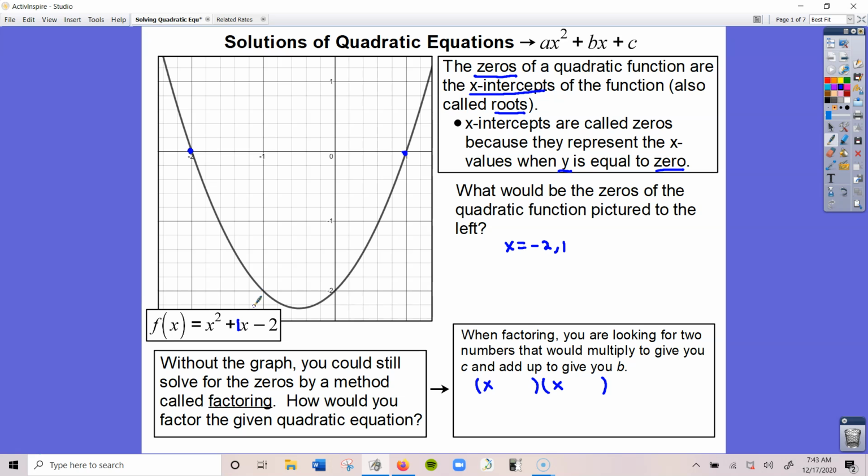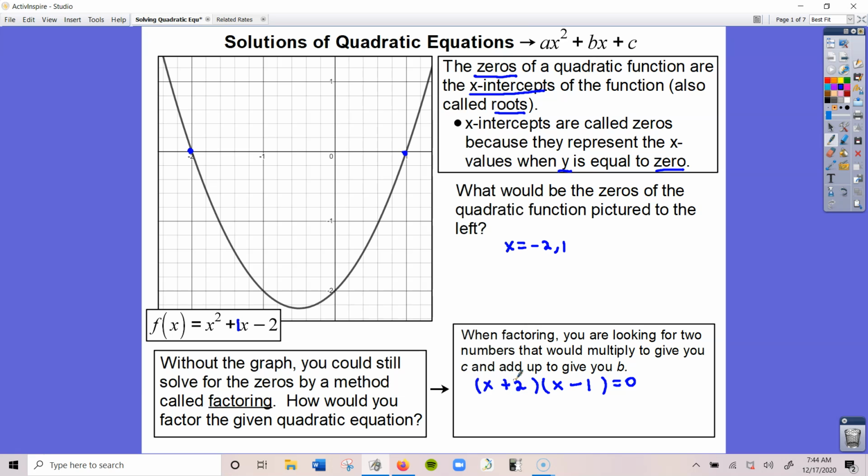If you ever get confused, let's say you used -2 and 1, which do multiply to give you -2, then -2 plus 1 gives you a -1, so it can't be that. So you kind of have to play around with your numbers until you figure out the correct ones. So this is a +2, so we would put x plus 2, and a -1, so we would put x minus 1. And since we're trying to figure out the x values when y is equal to 0, we make this equation equal to 0.